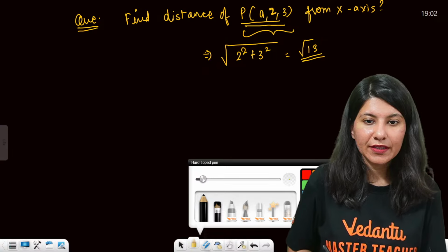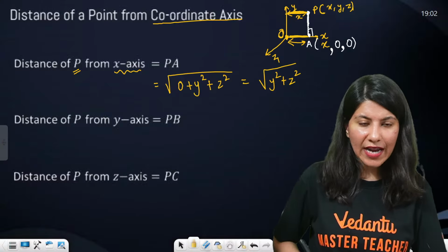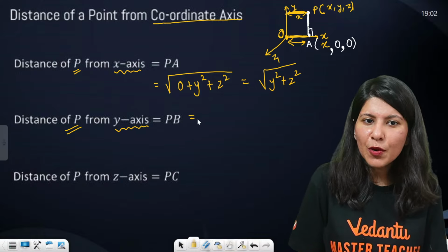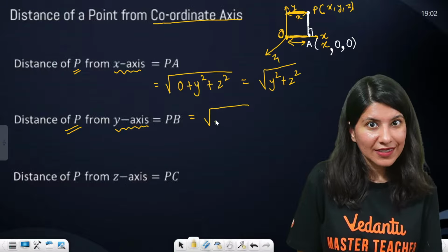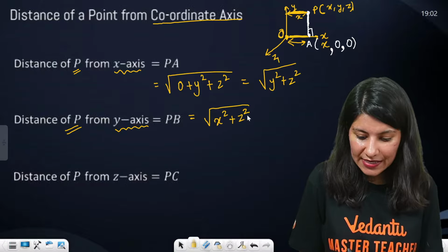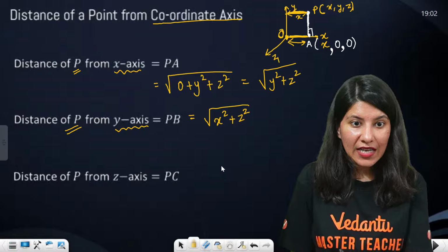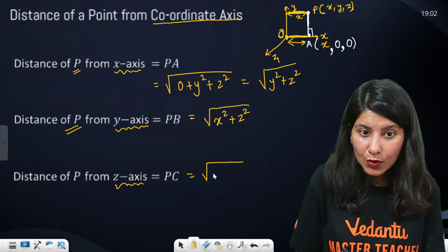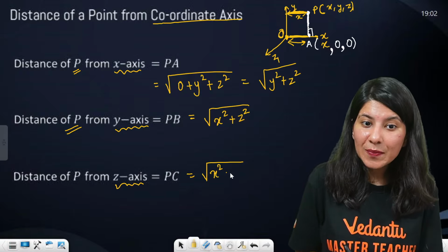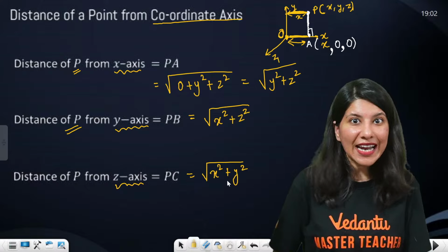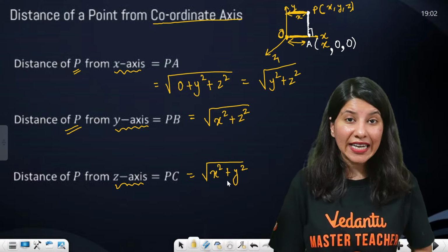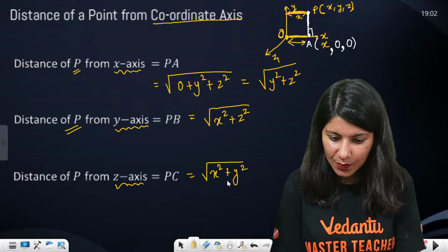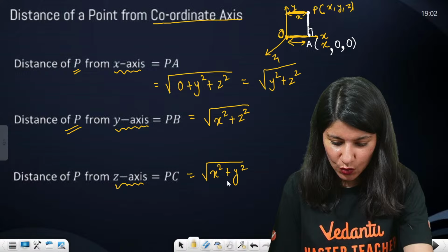Alright. Now, let me just go back and talk about the distance of point P from y-axis. The distance of point P from y-axis will be what? Square root of x square plus z square. Okay. Now, distance of point P from z will be what? Square root of x square plus y square. Did you understand the pattern now? Did you understand the idea behind it? Okay, clear? I guess you guys are writing, ma'am. Voice is breaking. Is it breaking too much? Are you not able to understand?